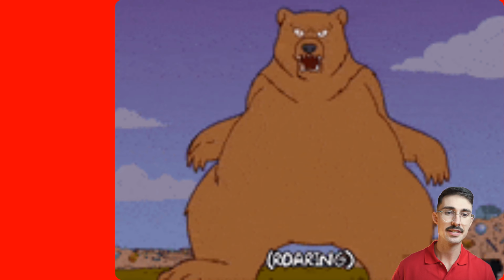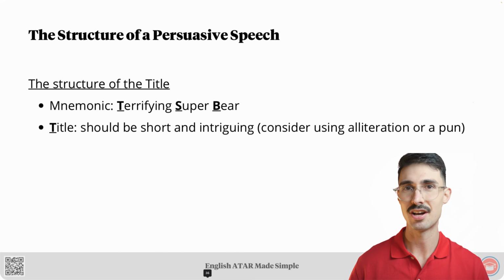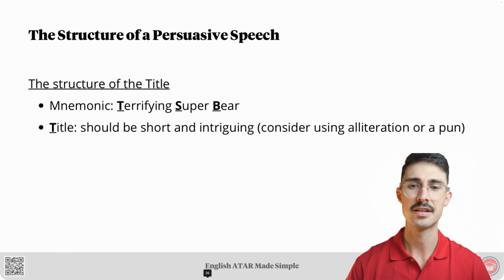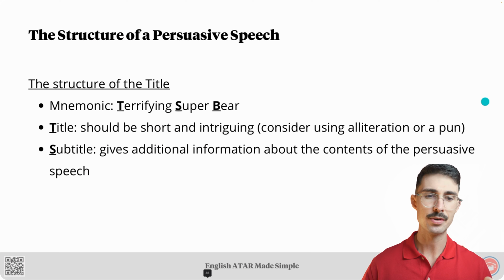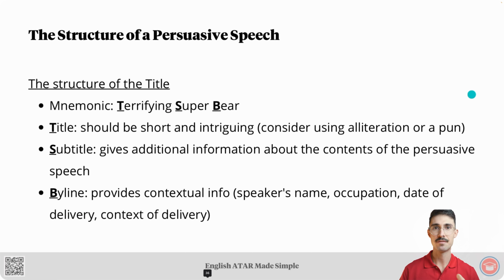Firstly, our mnemonic is terrifying super bear. The T in that acronym stands for the title, and this should be short and intriguing. To make it short and intriguing, consider using alliteration or a pun. The S stands for subtitle, and this gives additional information about the content of the persuasive speech. After the S, we have the B for byline, and this provides contextual info, namely the speaker's name, occupation, date of delivery, context of delivery.